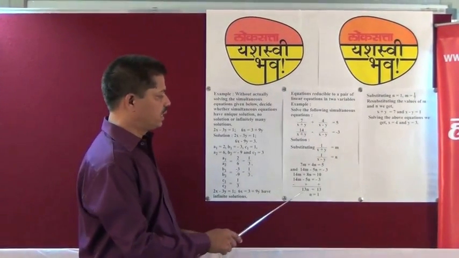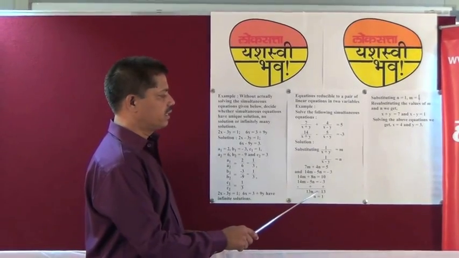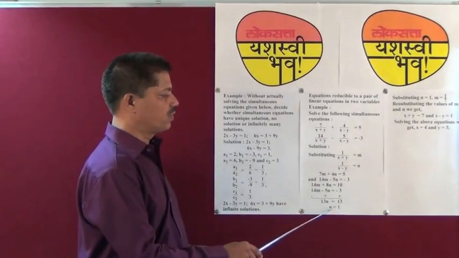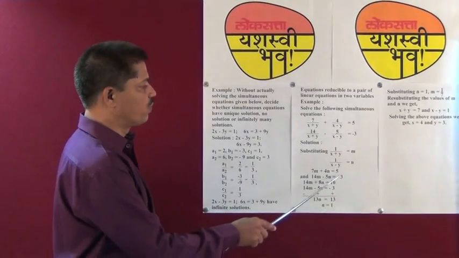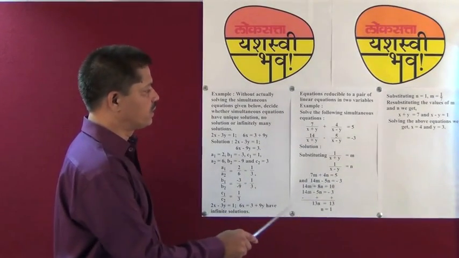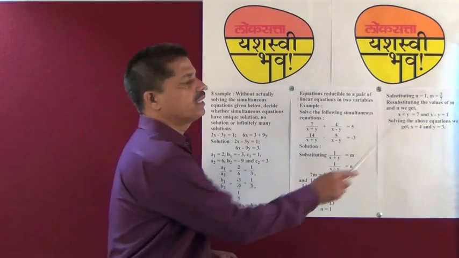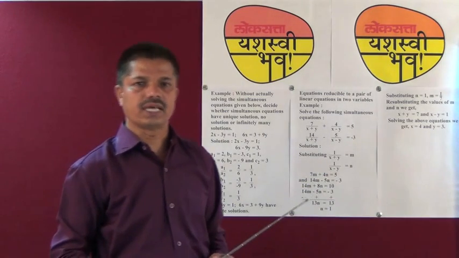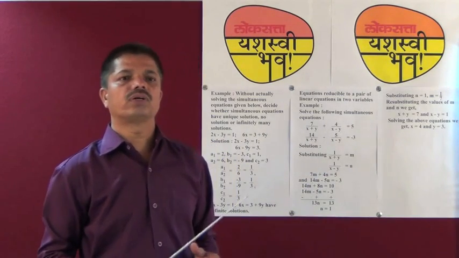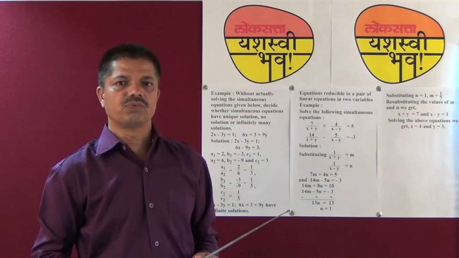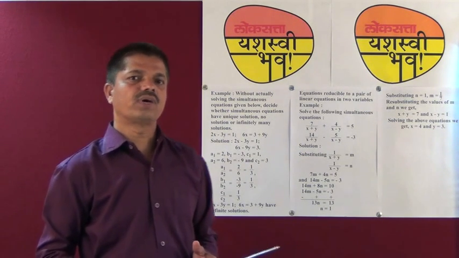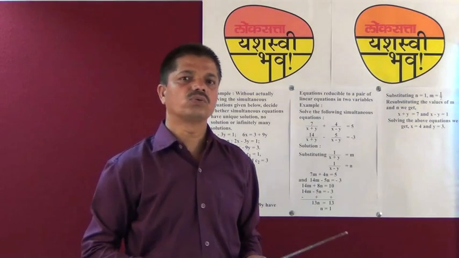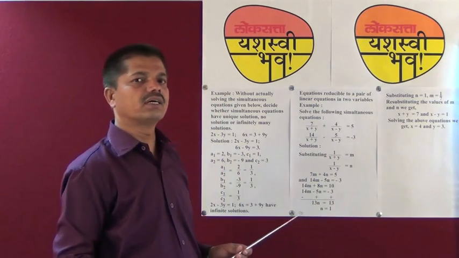If you do so, you get 13n is equal to 13, therefore n is equal to 1. If you substitute the value of n is equal to 1 in any one of these two equations, you get m is equal to 1 upon 7. But we don't want the values of m and n. We want the values of x and y, and therefore we are going to resubstitute these values of m and n.